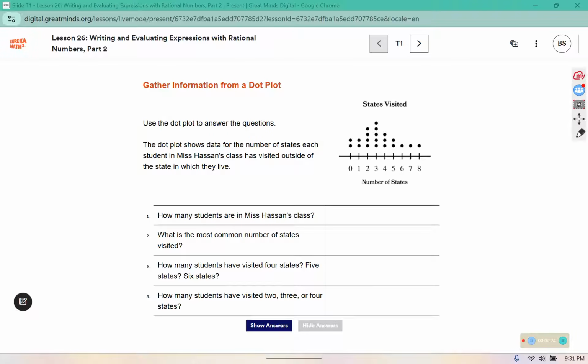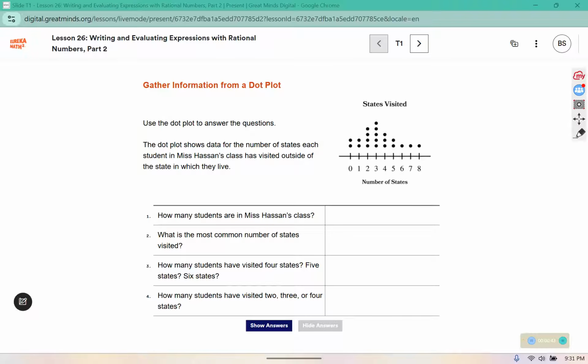What is the most common number of states visited? You're going to look for the one that has the highest dots. How many students have visited 4 states? So you're looking at 4 states and how many dots are represented there. Same for 5 states and 6 states.